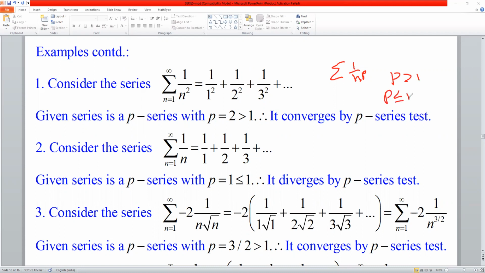So we can observe here that p is equal to 2, and 2 is greater than 1. So p is greater than 1, therefore this series is convergent.